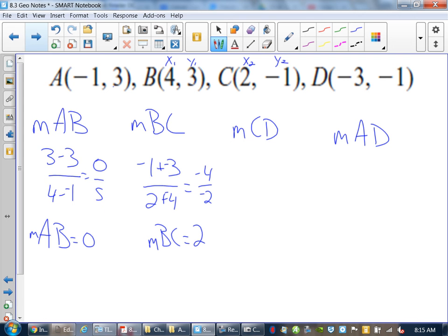All right, so if I check the next one, well, let's see here, we get negative 1 minus negative 1 over negative 3 minus 2. Hey, I get a 0. Does it even matter about the denominator? Actually, it doesn't, because what's 0 divided by anything? 0. So right away, I know that AB and CD are parallel to one another, so that's a good sign.